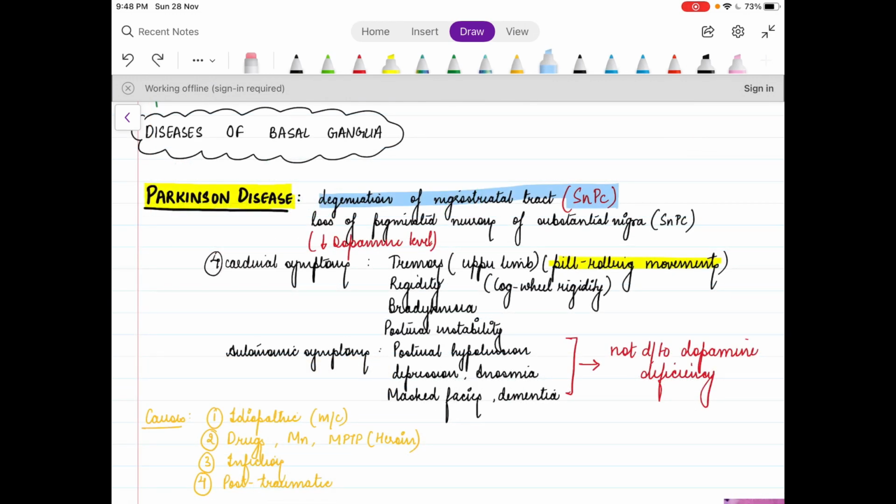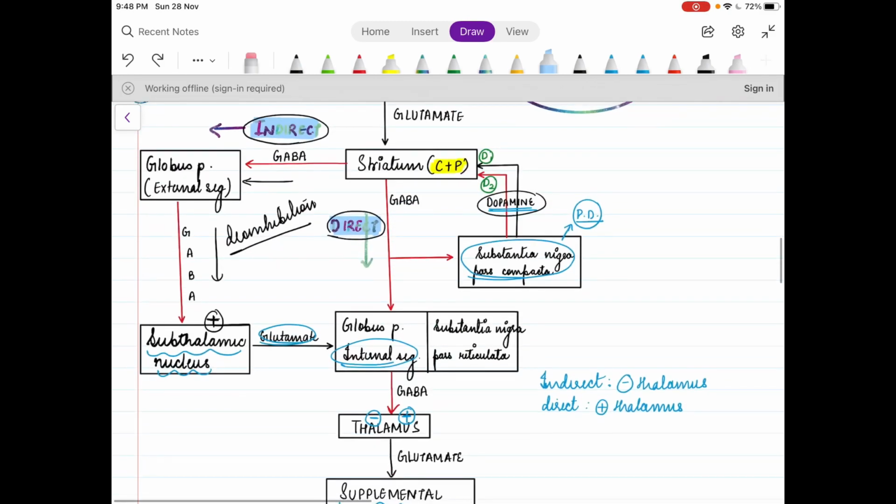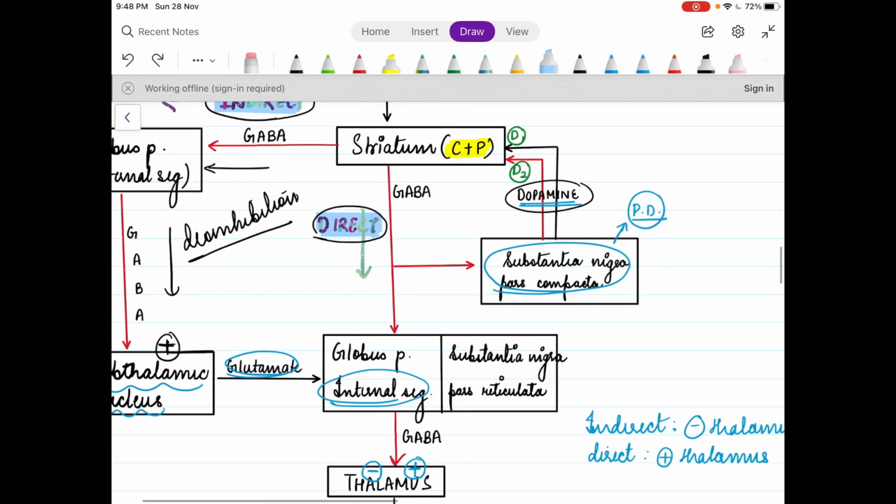of the basal ganglia. First, I'm going to talk about the most important disease, that is Parkinson disease. Parkinson disease is characterized by the degeneration of the nigrostriatal tract, or basically there is destruction of the substantia nigra pars compacta nucleus. As seen in these connections, the limb from the substantia nigra pars compacta to the striatum becomes defective. The defect of this limb leads to Parkinson disease.